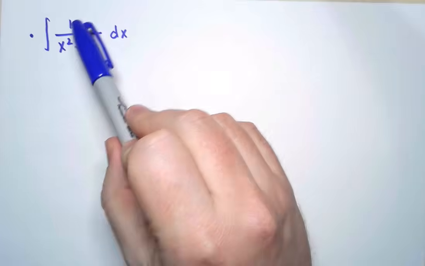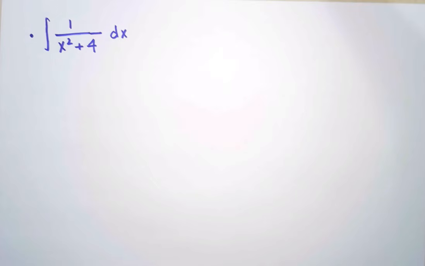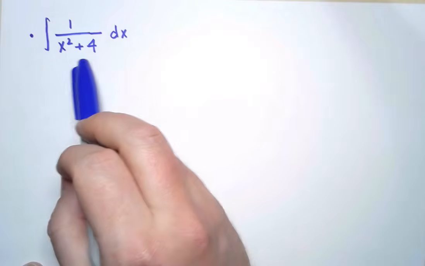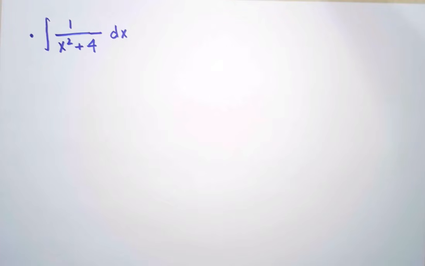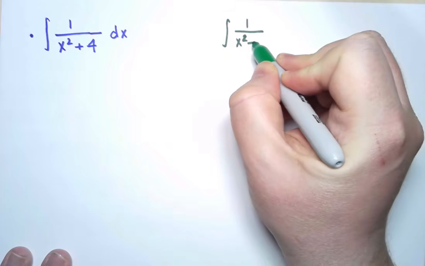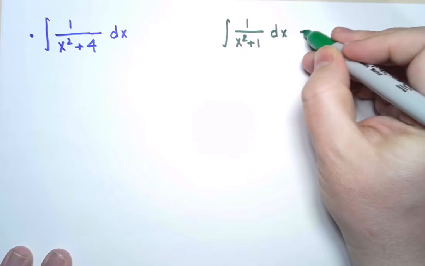Next, I want to integrate 1 over x squared plus 4. There are a couple of ways to do this. Some people like to use trigonometric substitution, and you can try that and it will work. I think there is something simpler to do. This integral reminds me of another one that I know how to do. It reminds me of the antiderivative of 1 over x squared plus 1, which I know is arctangent.